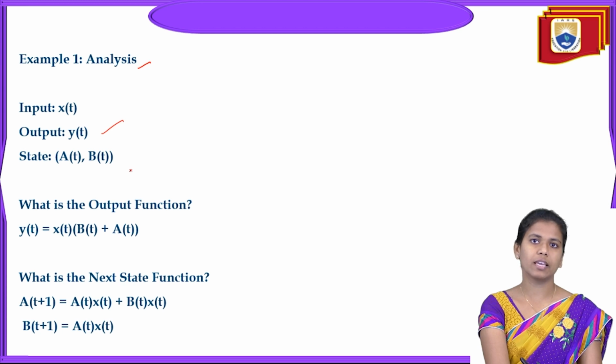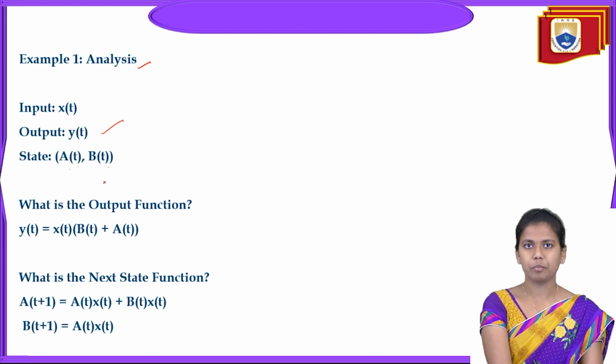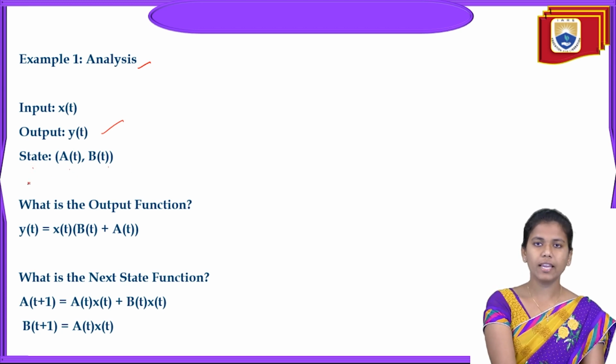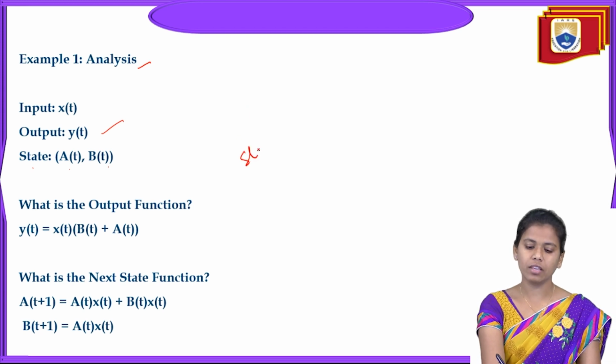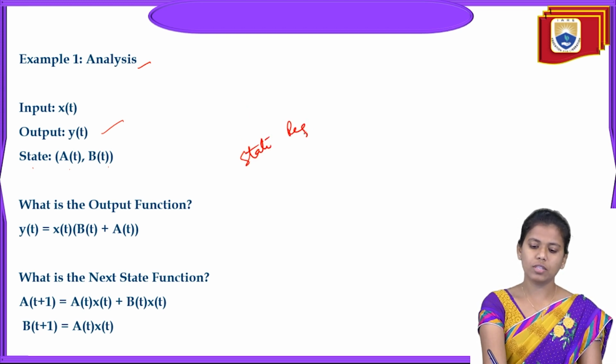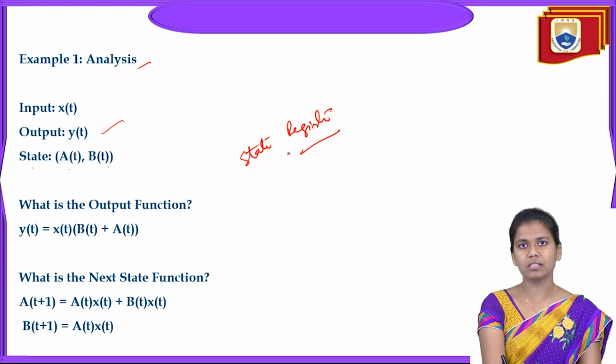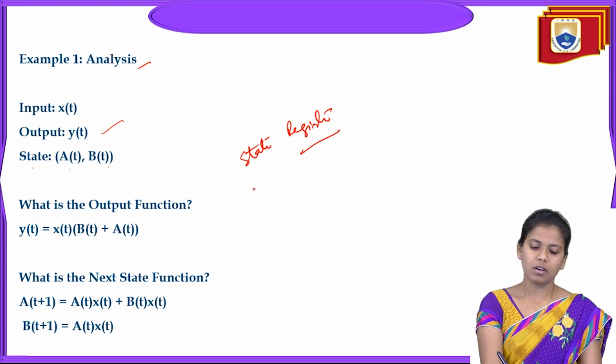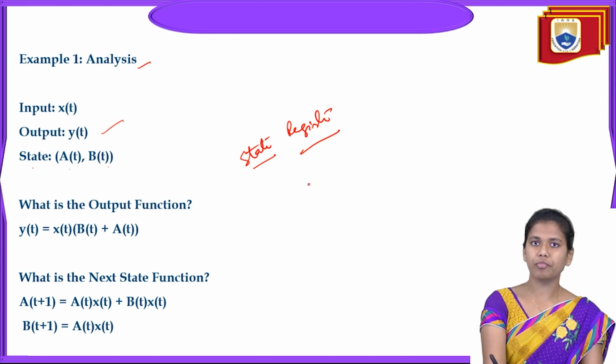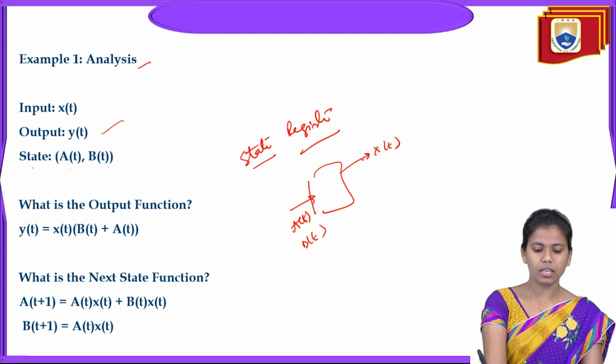Okay, two states that I can consider, that is a of t and b of t. So each and every state has a state register. This state register will store the information that that particular state is holding. So the state consists of the inputs a of t and b of t, and the outputs are x of t and as well the y of t.